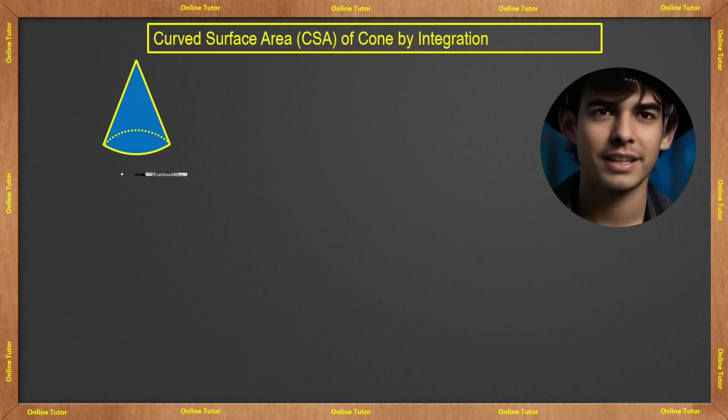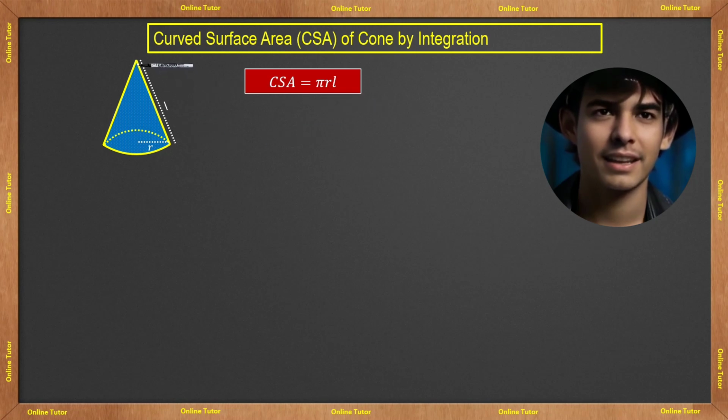Today we will find out the curved surface area of a cone by using integration. So this is a cone and the slant height of this cone is L and the radius of this cone is R. And we know that the curved surface area of this cone is pi RL, and how this pi RL has come, today we will look into that.